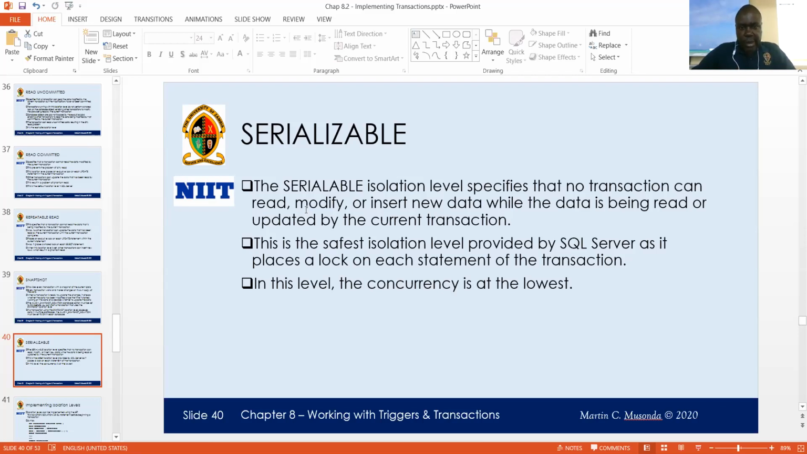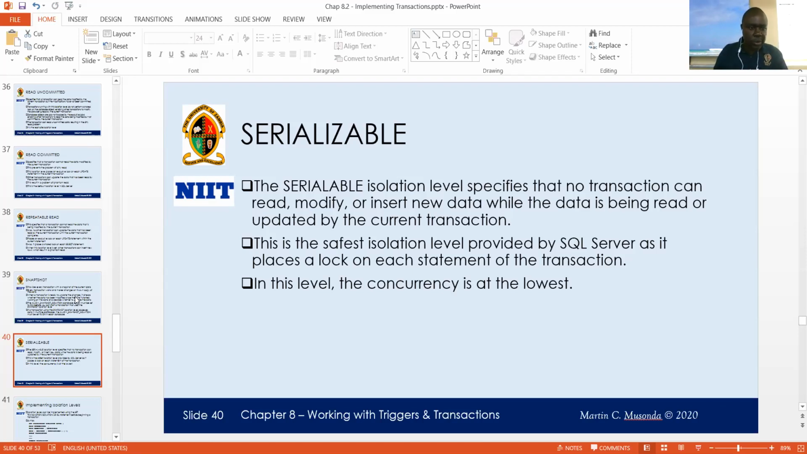In this level, the concurrence is at the lowest. In other words, the execution of transactions is at the lowest level because all the transactions are going to be executed in sequence, one after the other. They will have to wait for one transaction to be completed before the next transaction can be executed. The other options we have looked at might allow some transactions to be executed concurrently.